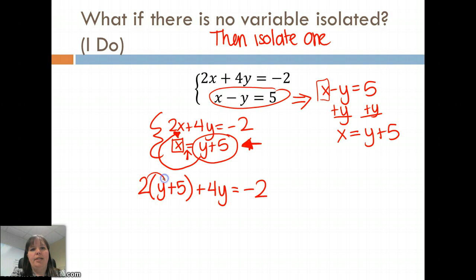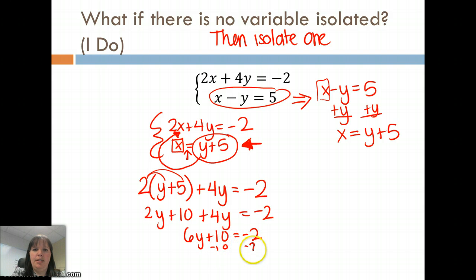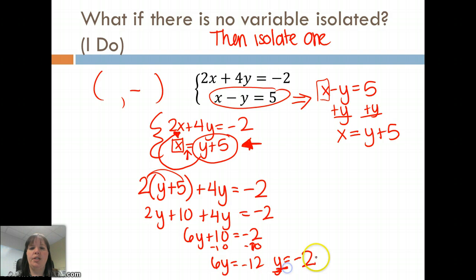So now distribute and solve. 6y plus 10 equals negative 2. Minus 10, minus 10. 6y equals negative 12. So divide by 6 on both sides, y is negative 2. So my point is something, comma, and notice I solved for y first. So you have to make sure where you're putting this point, your answer, and also when you substitute this back in, it's going in for y, not for x.